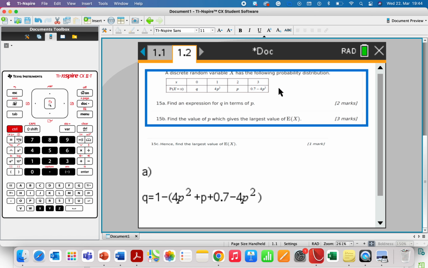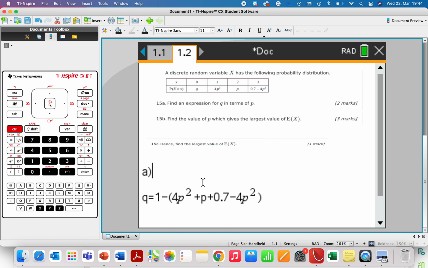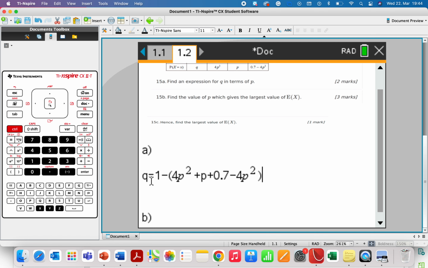So basically, Q here has got to be all of these others subtracted from 1. All right, so Q equals 1 minus all of these other probabilities added together. So look, I've written it down here. Q equals 1 minus all these probabilities added together.